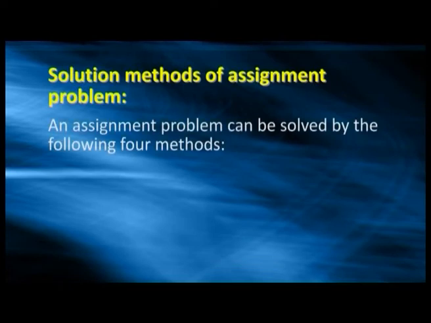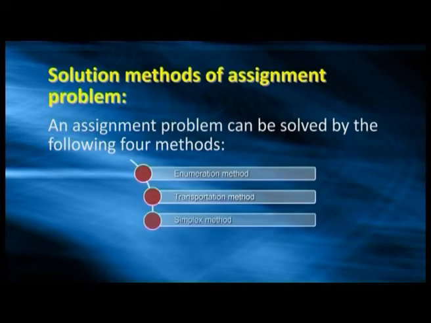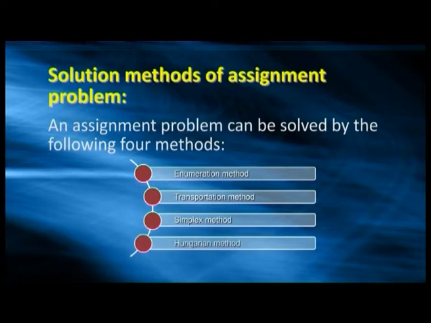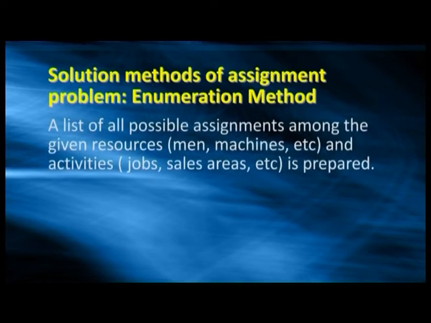Solution methods of assignment problem. An assignment problem can be solved by the following 4 methods: enumeration method, transportation method, simplex method, and Hungarian method. Enumeration method. In this method, a list of all possible assignments among the given resources, that is men, machines, etc., and activities, that is jobs, sales areas, etc., is prepared.